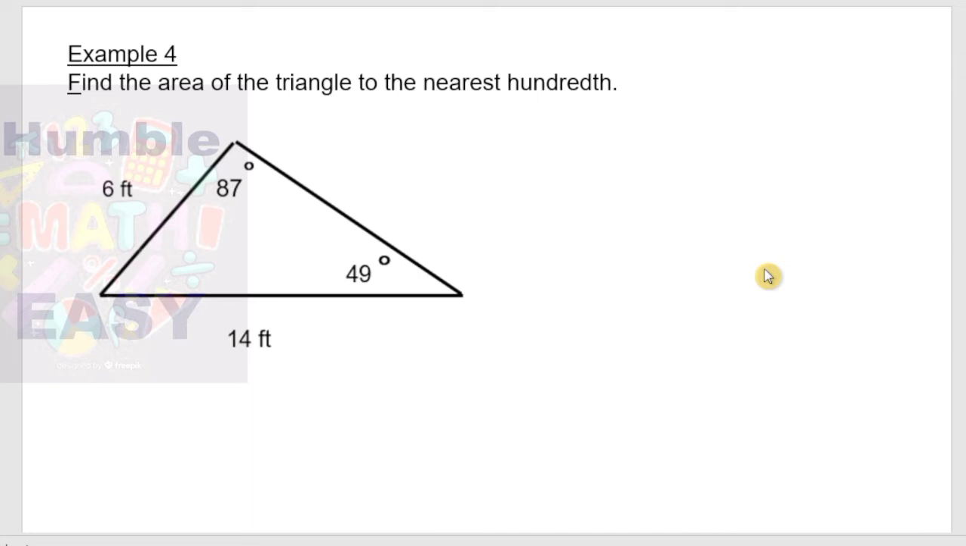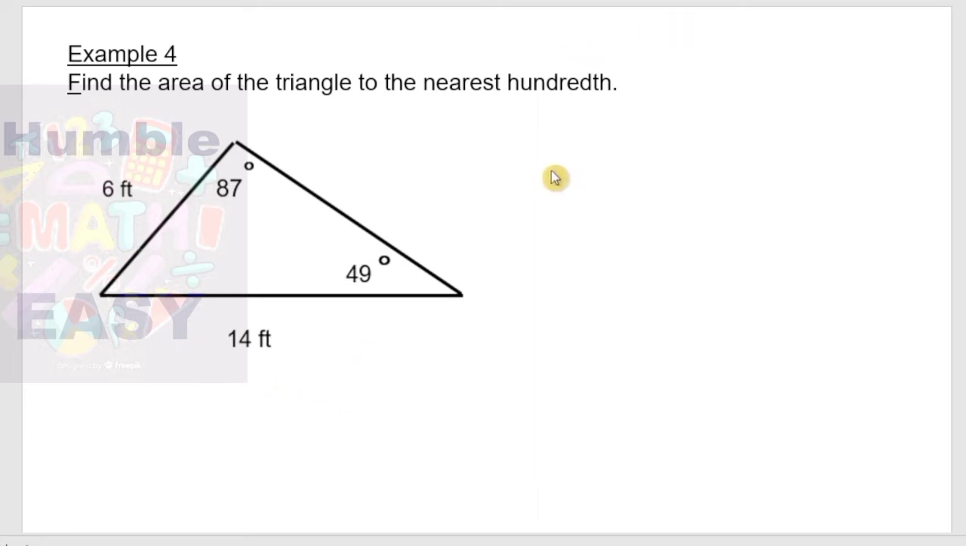How do we work out example number 4? Well, same objective: we're going to find the area of a triangle to the nearest hundredth. But the given now is not an included angle. We don't have any included angle. We have 66 feet, 14 feet, and 87 degrees on the other side of the angle. It's not an included angle, and the same goes for 49, it is not an included angle.